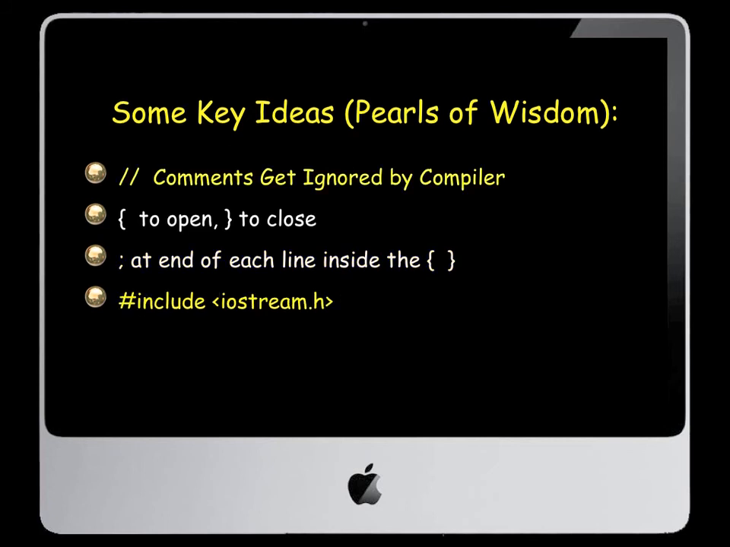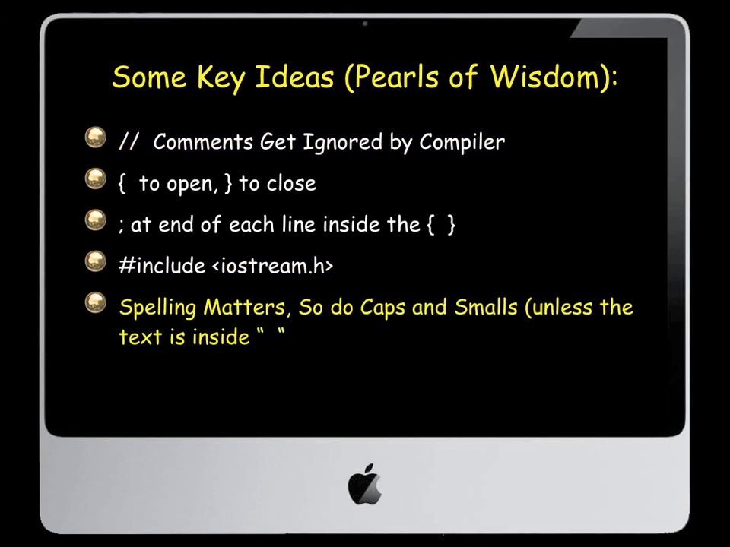We also place a library at the beginning of the program called IOStream that allows us to use a command called cout to place output on the screen. Spelling matters, so do caps and smalls, unless the text we're using is inside quotation marks. You can note at this time that all C++ commands will be small letters.